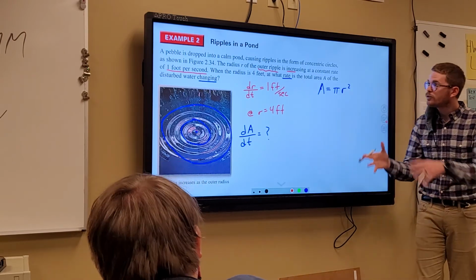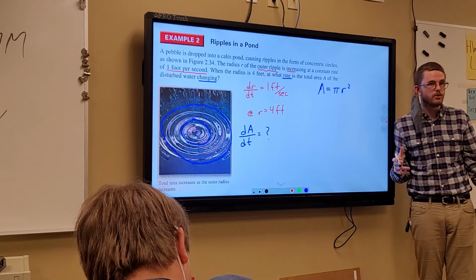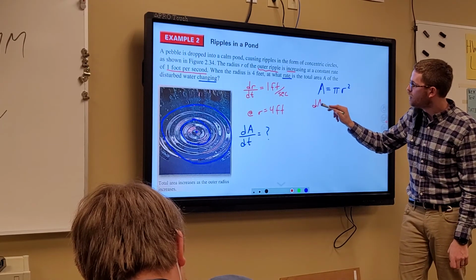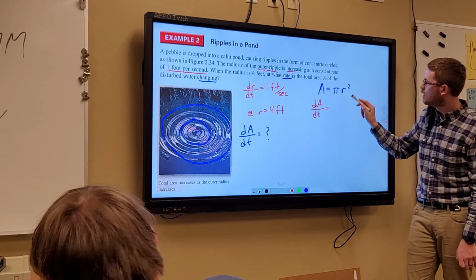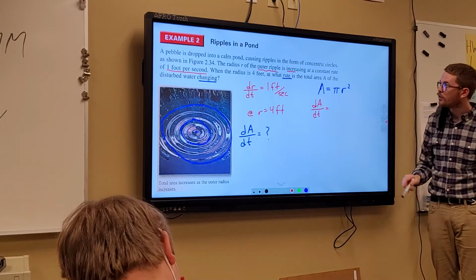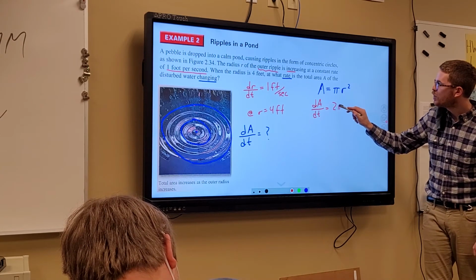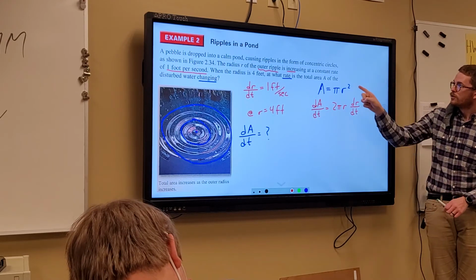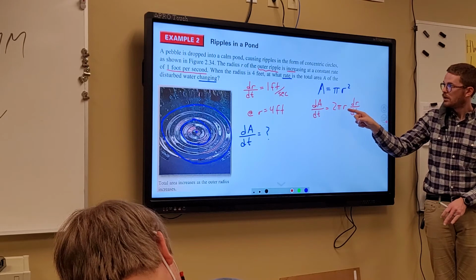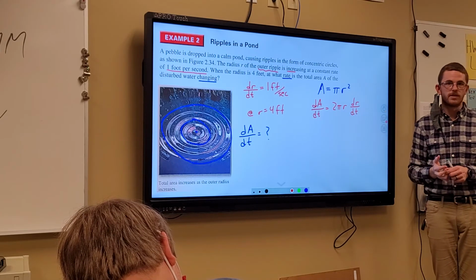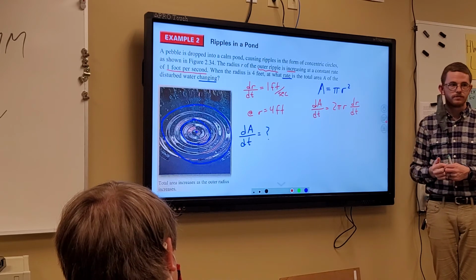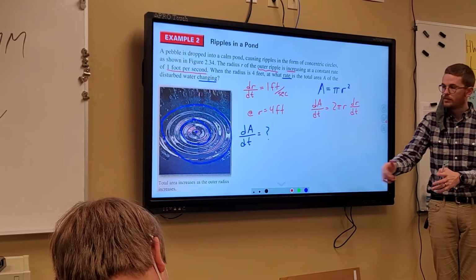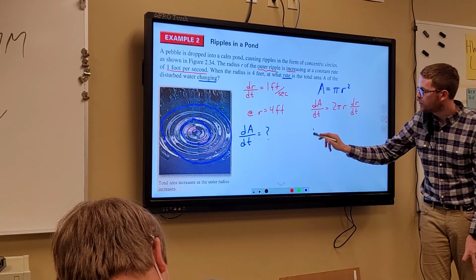And now once we've got all this information, we do exactly what we've been doing. Because I have derivatives with respect to t, I'm going to take the derivative with respect to t of both sides. Over here, pi is just a constant, so don't be scared of pi. Over here, we get 2 pi r times dr over dt. I took the derivative of r squared and then multiplied by the derivative of the inside. Again, pi is a constant, so it's just hanging out. Plug in what you have to find what you want.